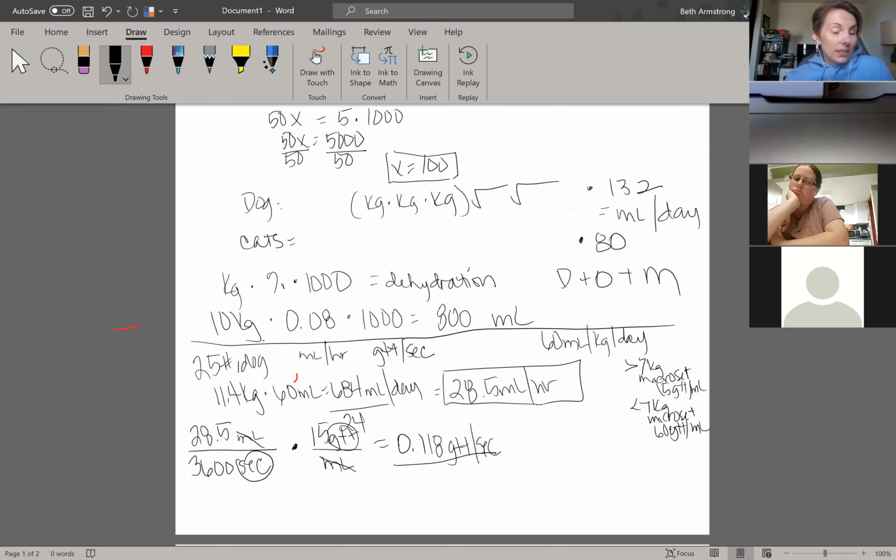So if we take our answer, 0.118, whatever it was, times... how can we get as close to a whole number as possible? 0.118 times 8 is 0.9. Okay, try 9 seconds. 9 would be 1. Okay, so we get 1 drop per 9 seconds.